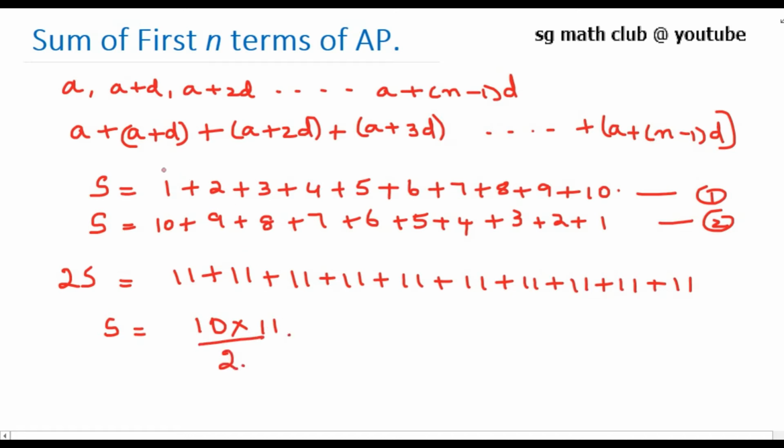Now we will take this example, keeping it in mind, and derive the formula to find the sum of the first n terms of an AP. Before that, the answer for this is 110 divided by 2, which is equal to 55. Now we will take the AP a, a plus d, a plus 2d. The same way we will do, and we will derive the formula for the sum of the first n terms of an AP.